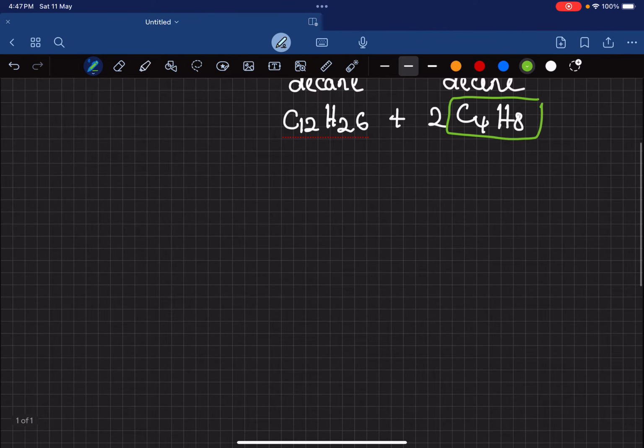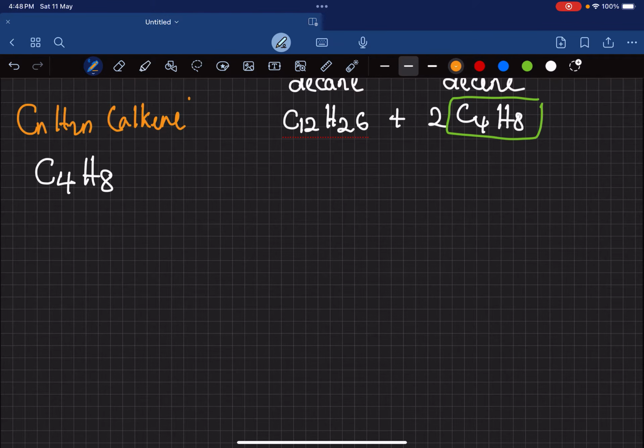So we have alkanes, and then let's say we have an alkene. In this case, we are dealing with an alkene with a formula of C4H8. If you look at it, this is actually CnH2n. So this is an alkene. For alkenes, the n value always starts with 2, 3, and then it goes on. An alkene has a double bond.